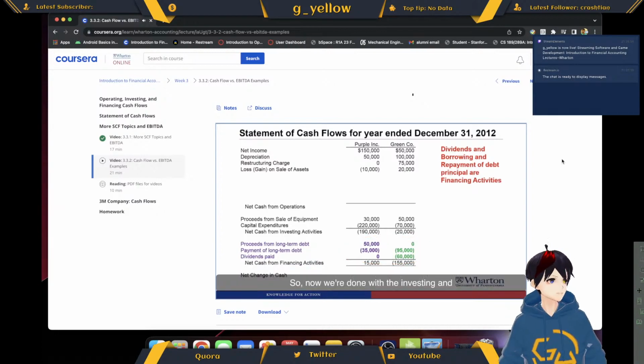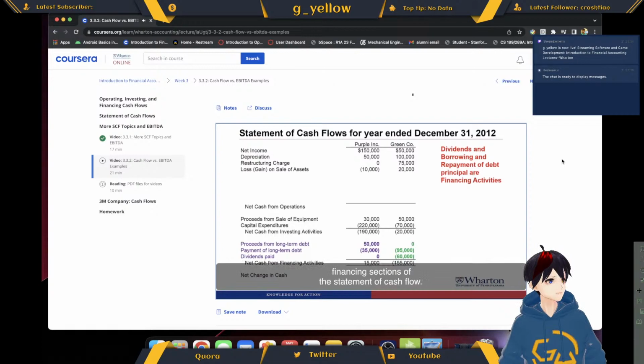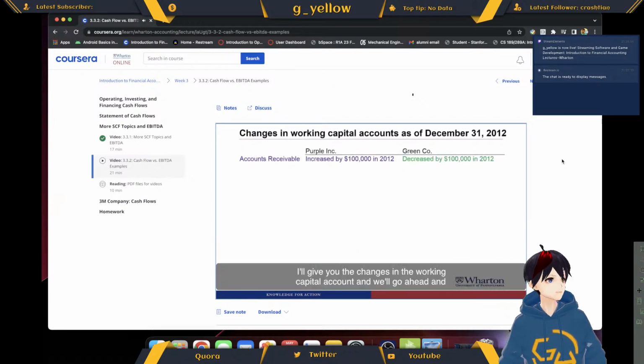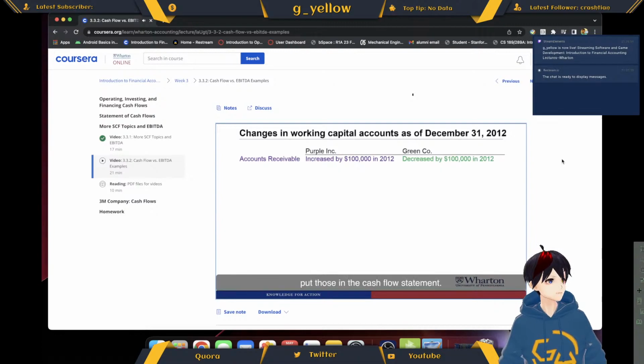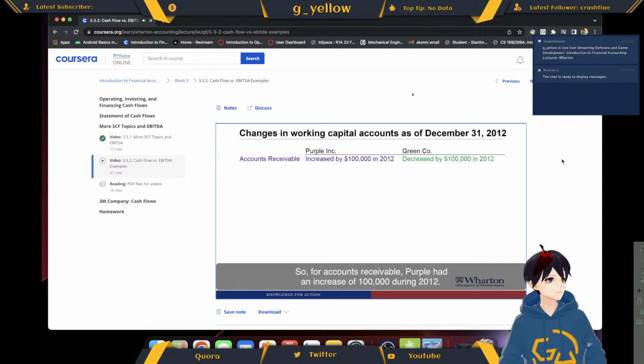So now we're done with the investing and financing sections of the statement of cash flow, so we're going to go back and work on the rest of the operating section. I'll give you the changes in the working capital accounts, and we'll go ahead and put those in the cash flow statement.